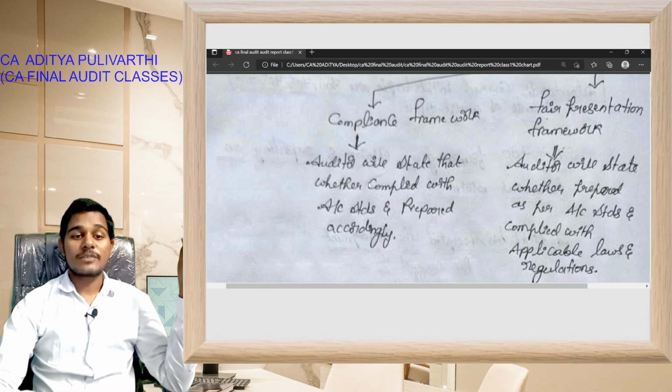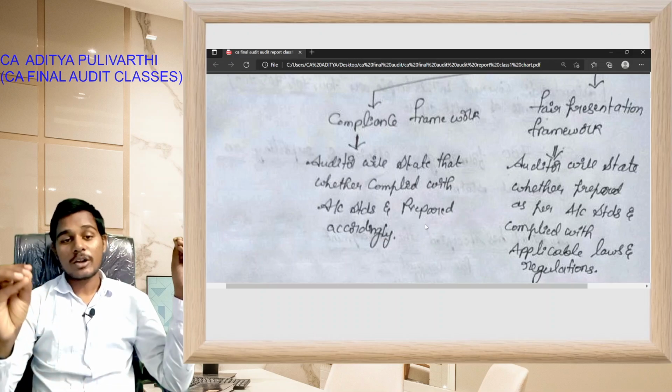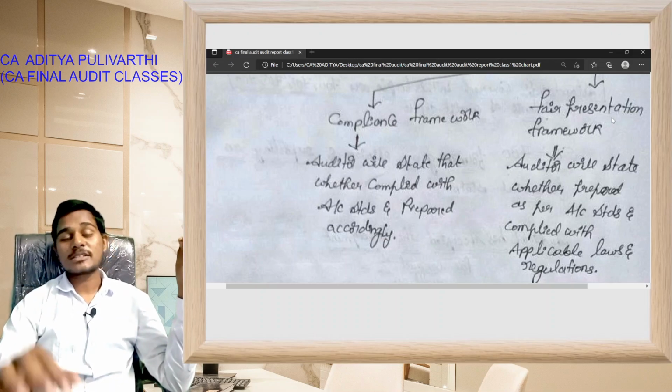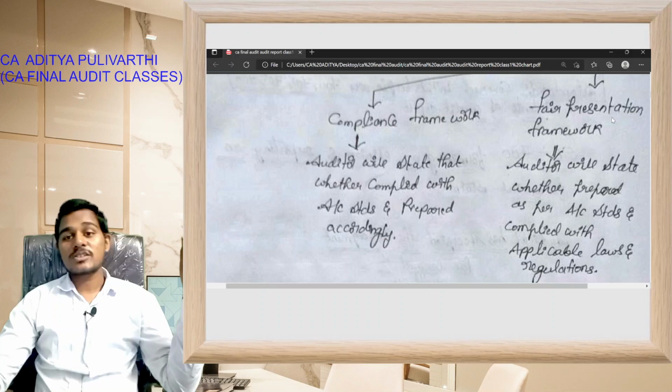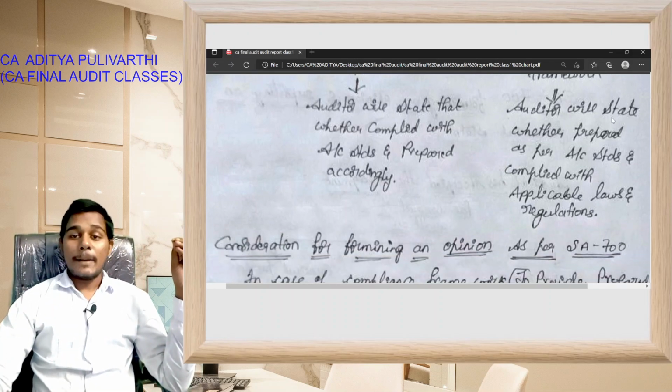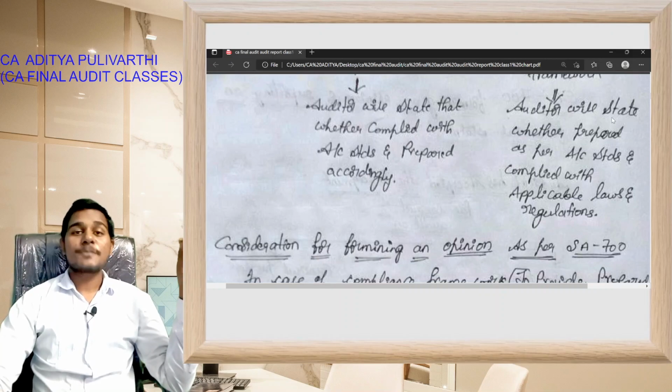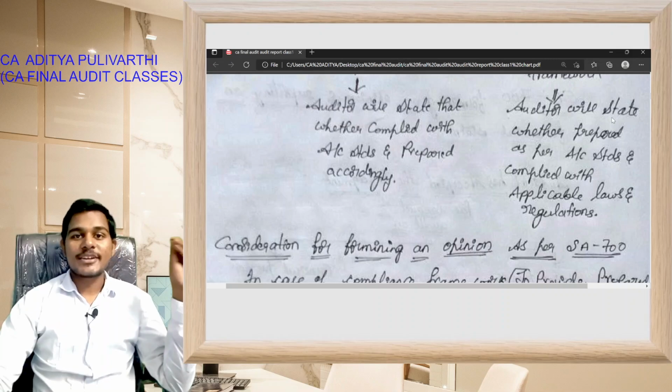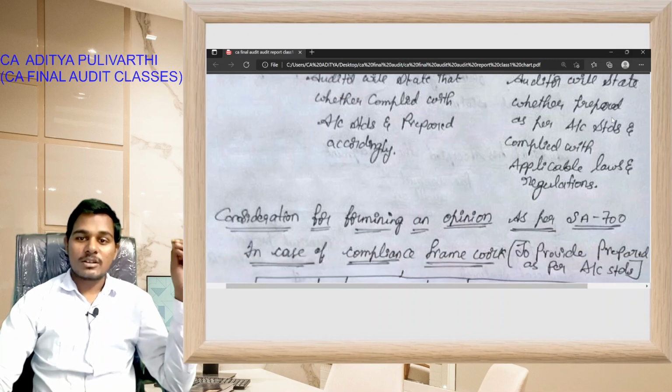The auditor will state whether the statements are compliant with accounting standards and prepared accordingly or not. But in the case of the fair presentation framework, that is, in the case of general purpose financial statements, the auditor will state whether the financial statements are prepared as per accounting standards and in compliance with applicable laws and regulations. This is the compliance framework and fair presentation framework.